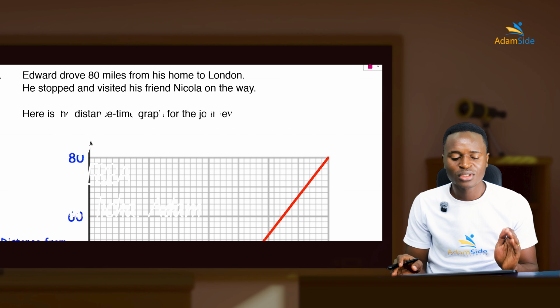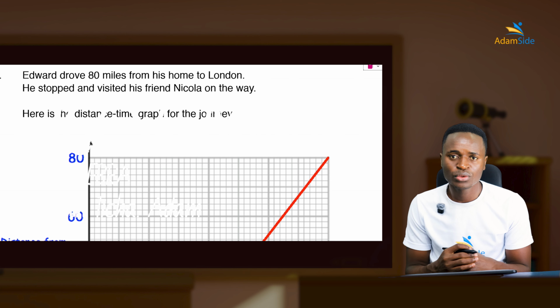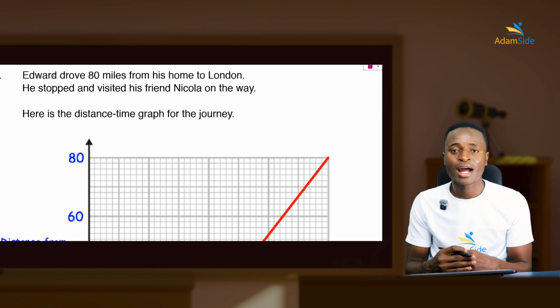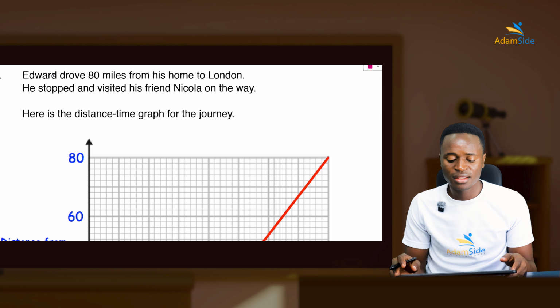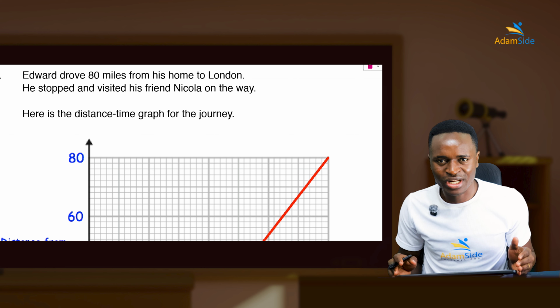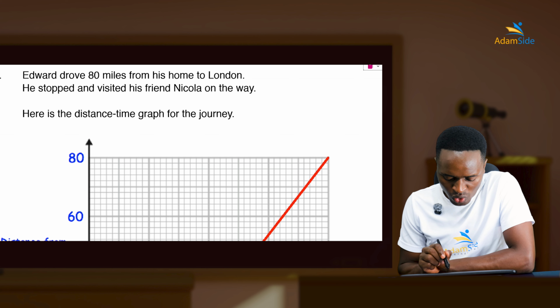I'm going to teach you questions that are involved in distance time graph. I'm going to show you how different kinds of questions come and how we can solve the graph questions involving distance time graph. Question number 1, Edward drove 80 miles from his home to London.